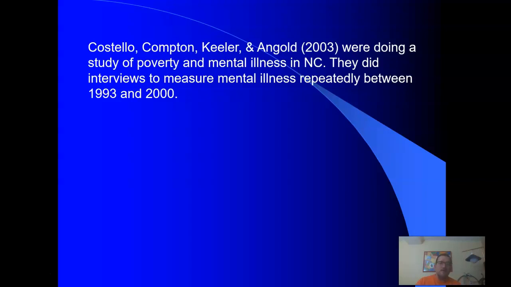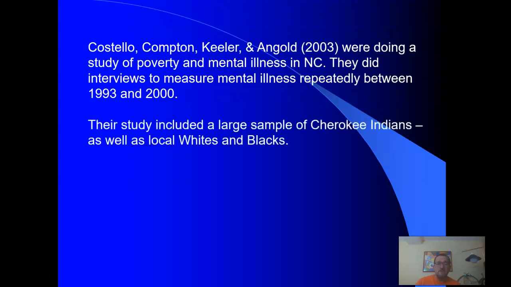So they had planned to do that study for a long time. I'm sure they got a big grant to do it. They were doing the study when something interesting happened, and they took advantage of it. So their study included 3 groups of kids. They had a group of Cherokee Indians, which is a tribe native to North Carolina, and they also had local white kids and local black kids.